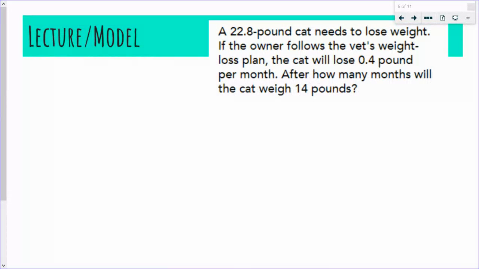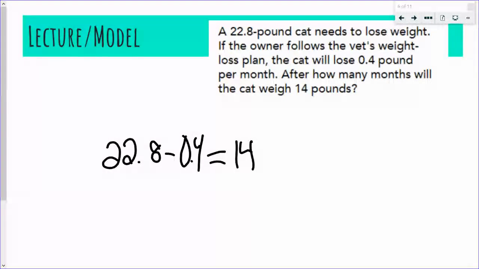All right, so let's see here. A 22.8-pound cat needs to lose weight. If the owner follows the vet's weight loss plan, the cat will lose 0.4 pounds per month. After how many months will the cat weigh 14 pounds? So we know at the end we want this cat to weigh 14 pounds. He is starting at 22.8 and losing 0.4 per month. And we can use m for months.